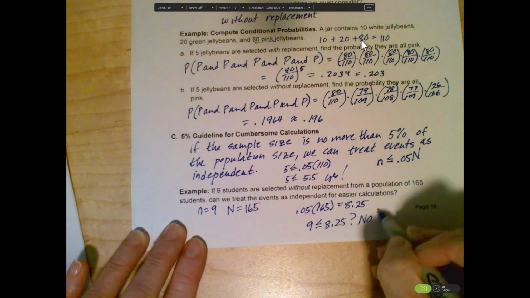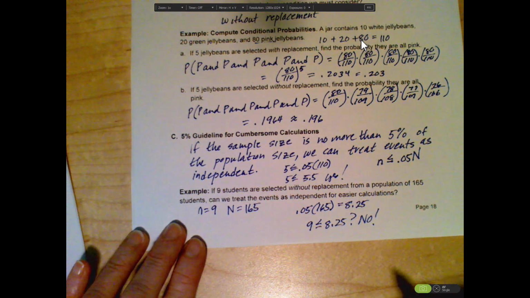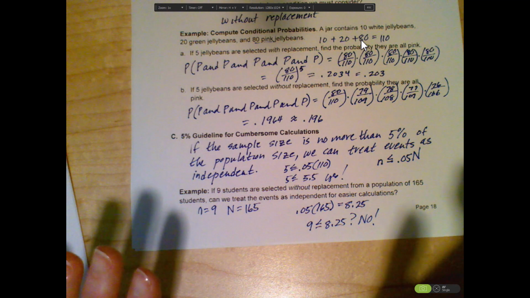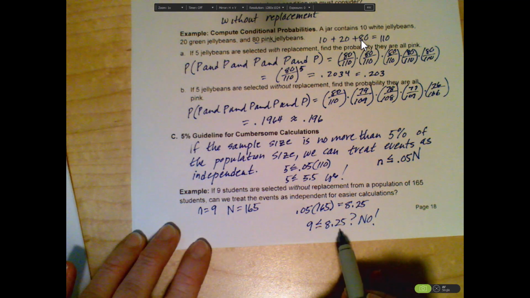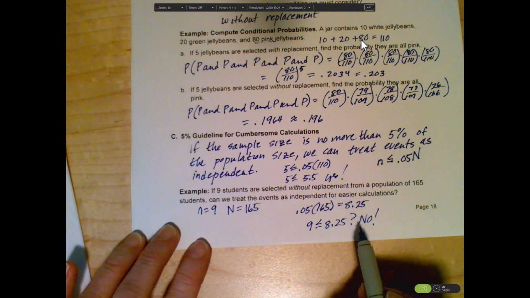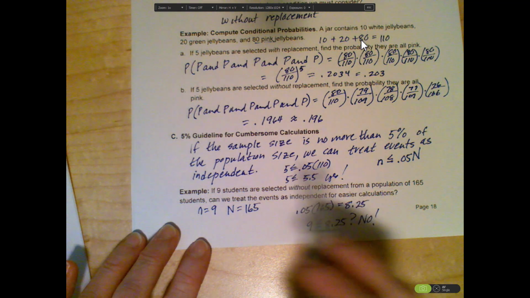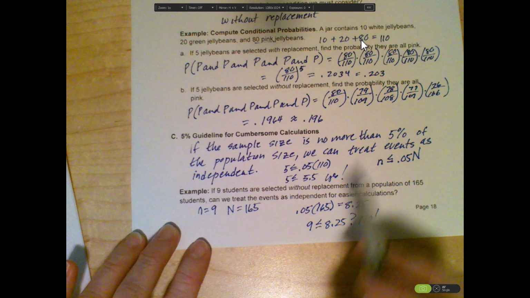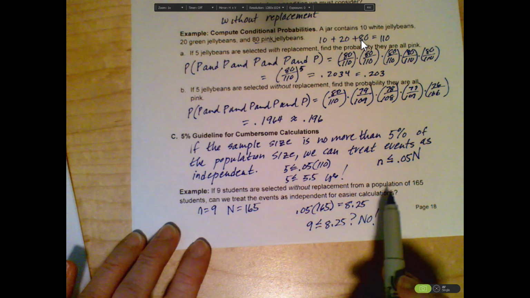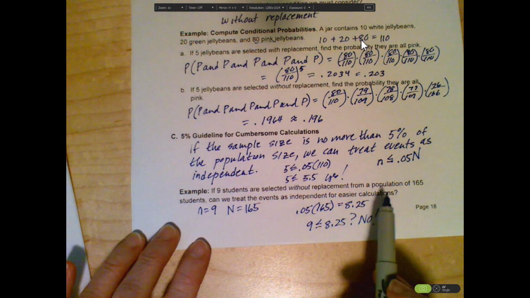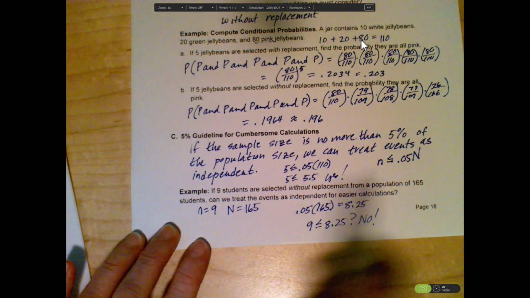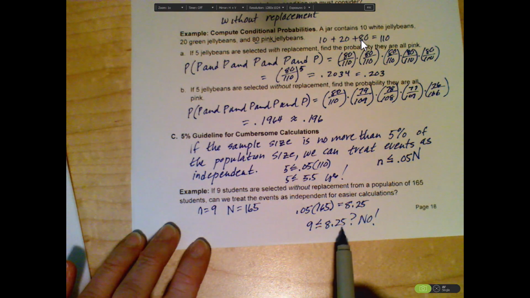No, it is not. So in that case, we don't have to work the problem, luckily, but they just wanted us to practice this. In that case, we would not be able to assume or pretend or whatever you want to call it, or treat these events as independent. That population is just too small for that. If they could have more students in their population with 9 out of a larger number, it's getting pretty close, then they could. But in this case, they can't.